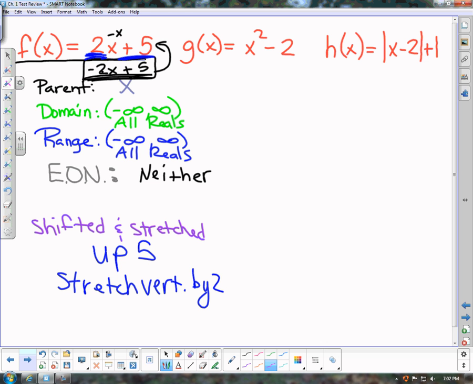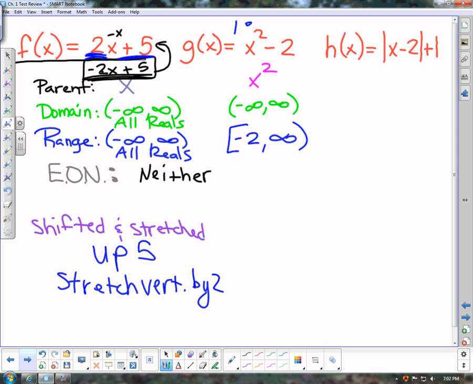Our second function here, the parent is x squared. Domain is still going to be a negative infinity to infinity, or all reals if you want to say that. The range now is going to be everything from a negative 2 to infinity. And it includes a negative 2 because if you substitute a 0 into this, you get a negative 2. A 1 gets you a negative 1, and a negative 1 gets you a negative 1. And if you substitute a 0 or a 2 in, you would get 2. Negative 2, you also get 2.